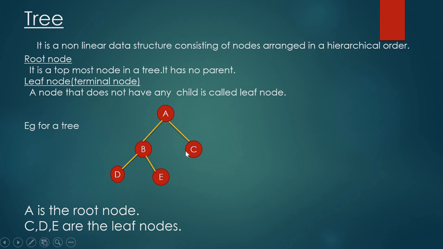See here, depth of C means this path CA. Depth of B means BA, the length of BA. Then depth of E means EBA. That is, depth means the longest path to the root. Then height of a node means the longest path to its leaf node. That is the difference. The longest path to the root is depth. The longest path to its leaf is height.